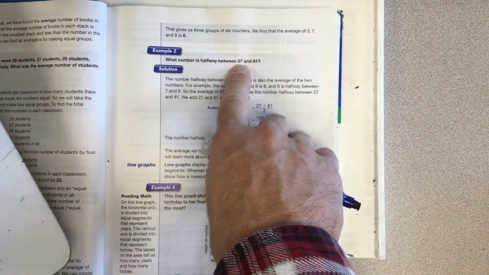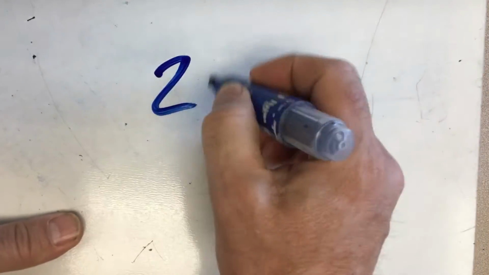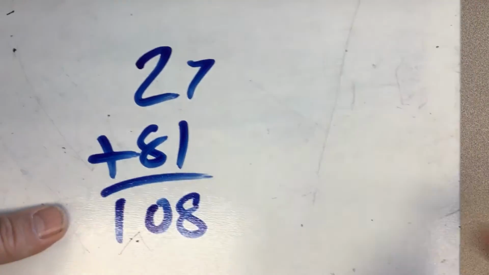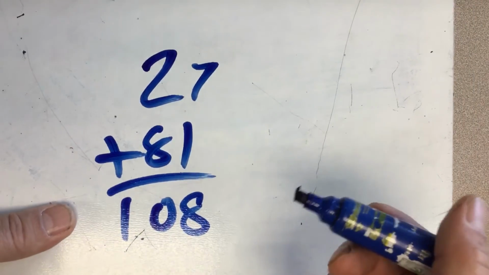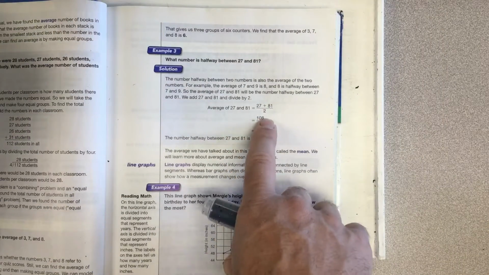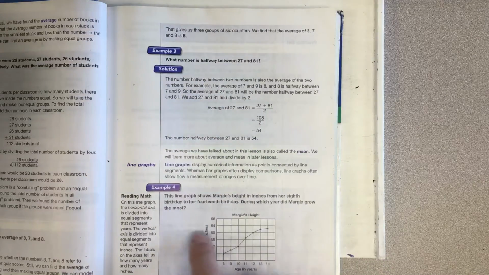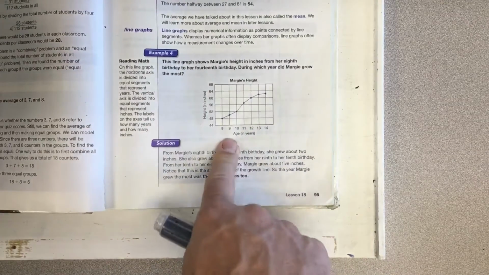What you do is just add them up, 27 and 81. You get 108. And then you divide that by 2, which would be 54. Same thing here. So you add those up, divide by 2. That's how you find a number halfway in between. Don't do it the other way. It would take forever.